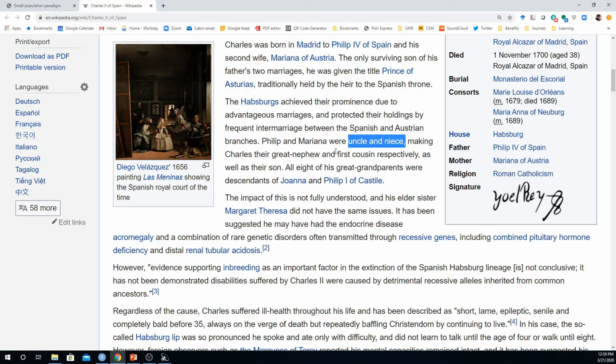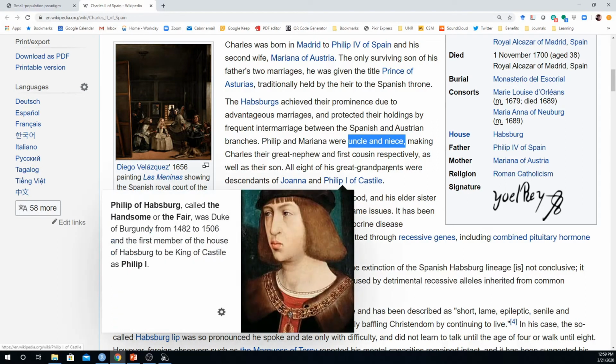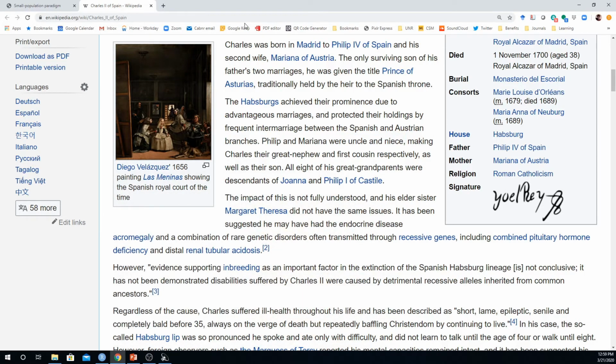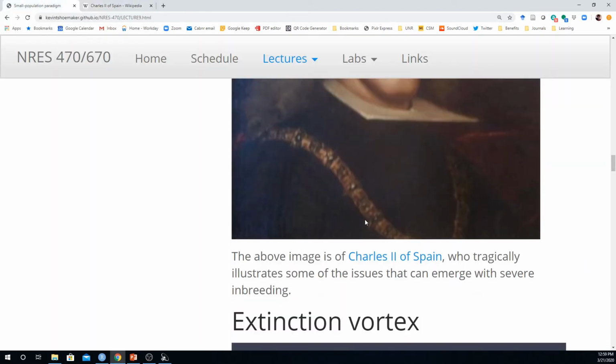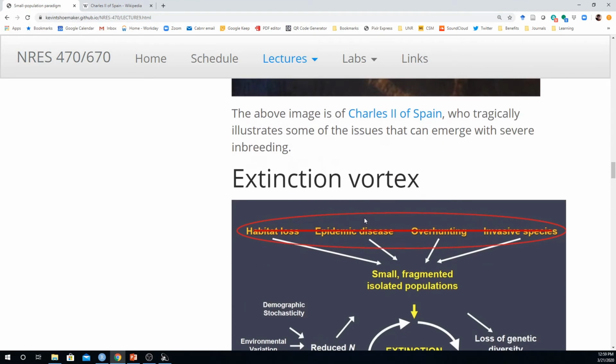So all 8 of his great-grandparents were descendants of the same 2 people, and that causes problems. That's what we mean by inbreeding, because you can inherit deleterious recessive alleles from common ancestors, like Joanna and Philip I of Castile in this case. All right, so enough of that. This isn't a history class, but I just think it's a good example that illustrates inbreeding.